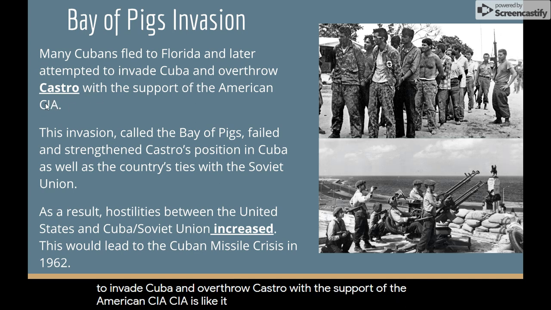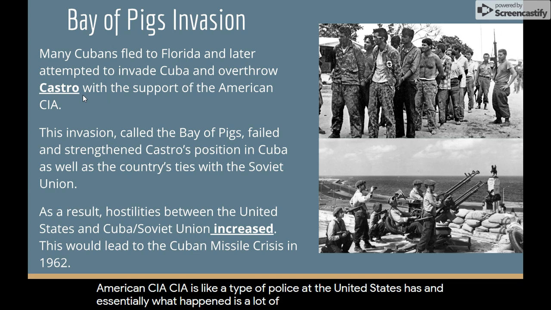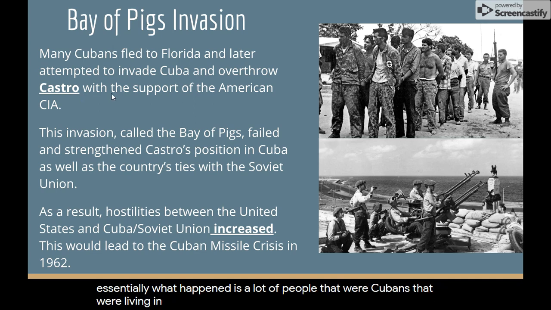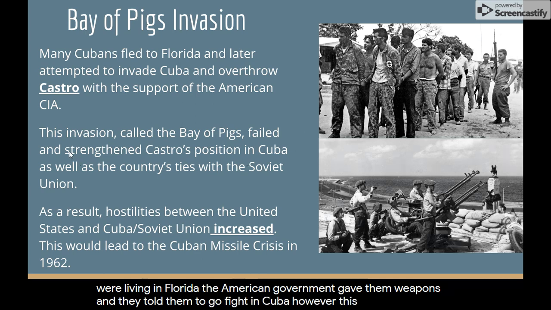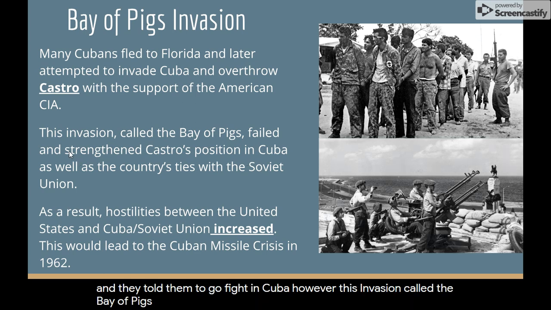CIA is like a type of police that the United States has. And essentially, what happened is a lot of Cubans that were living in Florida, the American government gave them weapons and told them to go fight in Cuba. However, this invasion, called the Bay of Pigs, failed and strengthened Castro's position in Cuba as well as the country's ties with the Soviet Union.